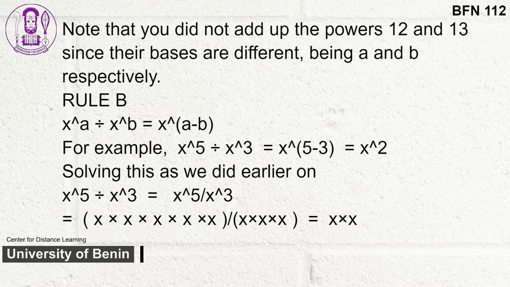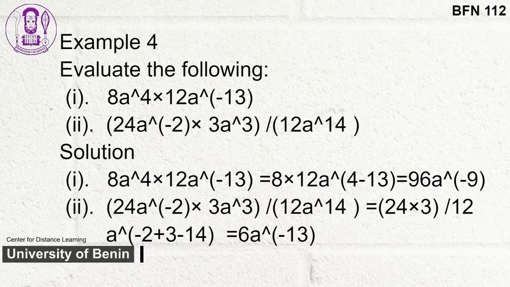Rule b. x to the power of a divided by x to the power of b equals x to the power of a minus b. For example, x to the power of 5 divided by x cubed equals x to the power of 5 minus 3 equals x squared. Solving this as we did earlier on, x to the power of 5 divided by x cubed equals x to the power of 5 over x cubed, equals x times x times x times x times x all over x times x times x, equals x times x.